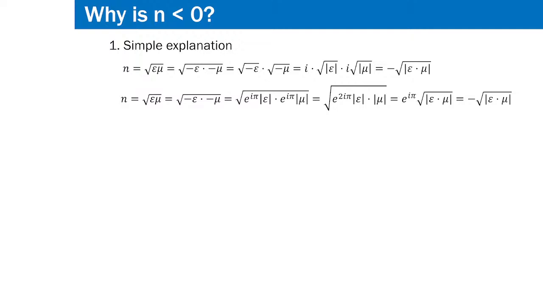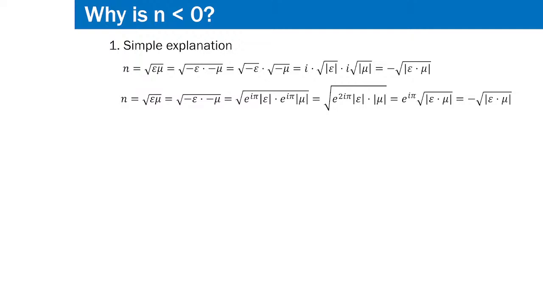Now root over of exponential 2 i pi is exponential i pi. So we can write it as exponential i pi into root over of absolute epsilon into absolute mu. Now, exponential i pi is minus 1. So this is equal to minus of root over of absolute epsilon into mu. So this is a second way of proving that n is negative, or refractive index is negative. These two are mathematical or analytical proofs, a simple explanation of n being negative.